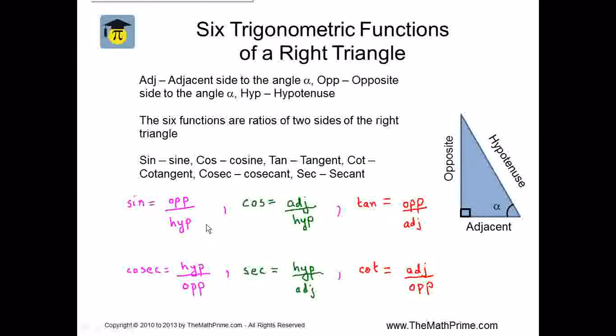Also worthy to note is that tangent can also be said to be sine divided by cosine. So if you were to take these two ratios and divide sine by cosine, you would get opposite divided by adjacent.